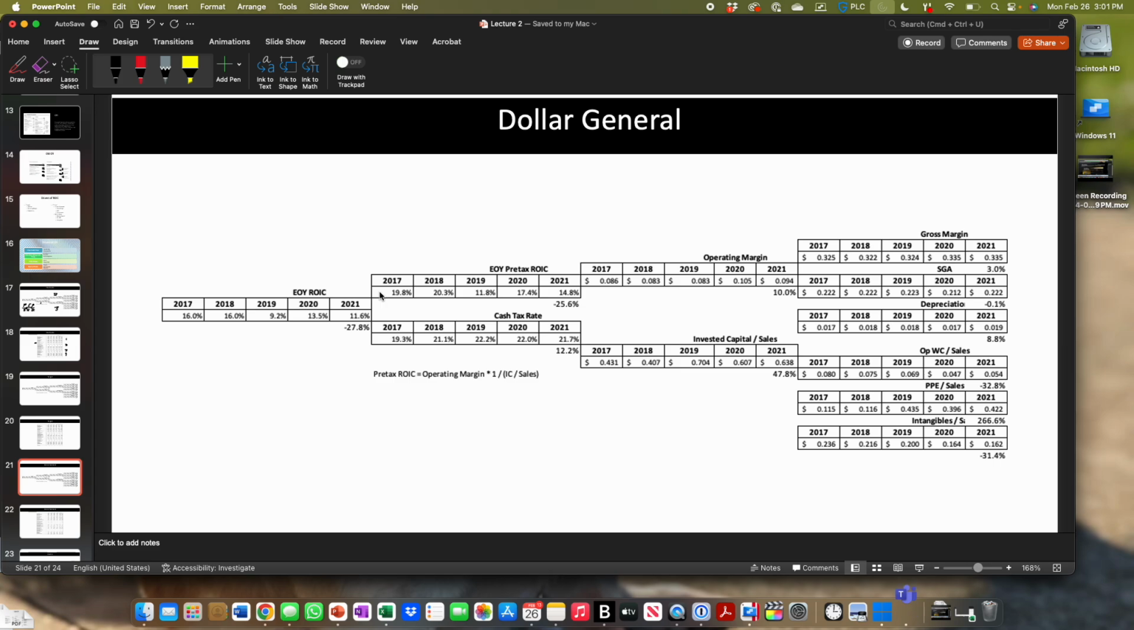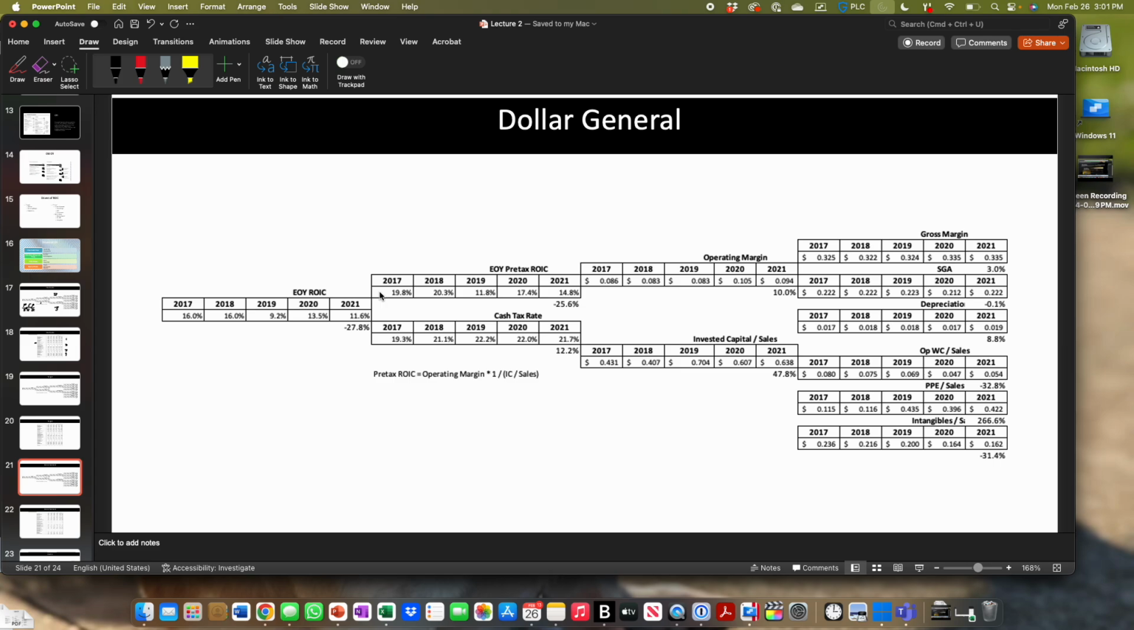0.08 to 0.054. Is that getting better or worse? Is that more favorable or less favorable to productivity? That's favorable. So they got 3 cents of savings from working capital. That's favorable. What about PP&E to sales?